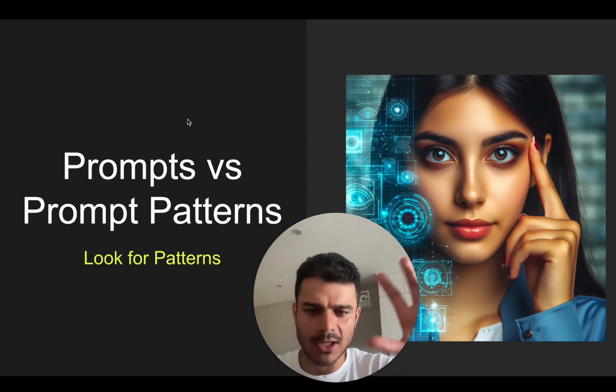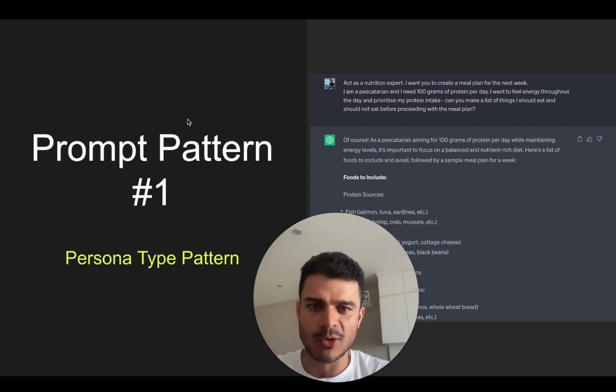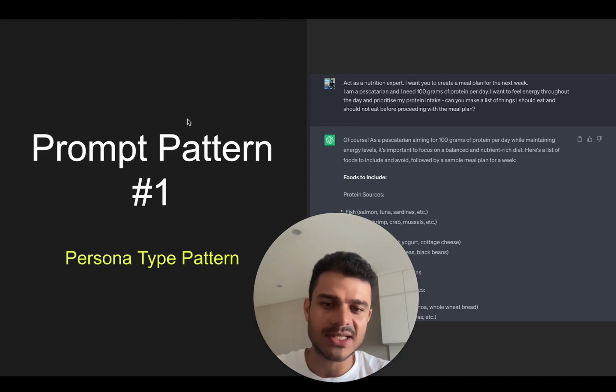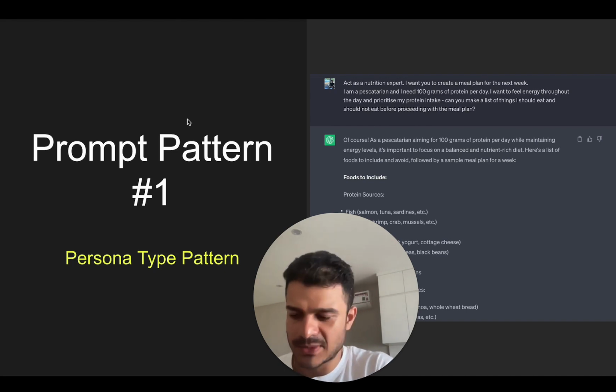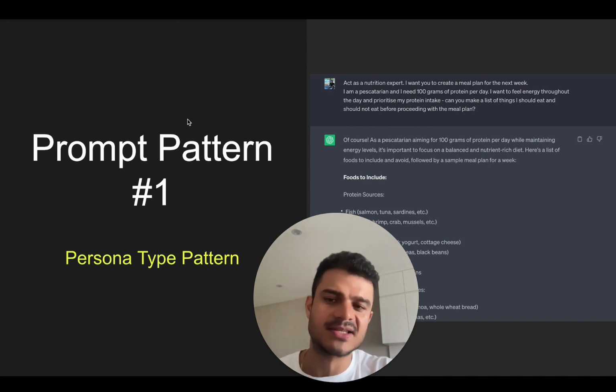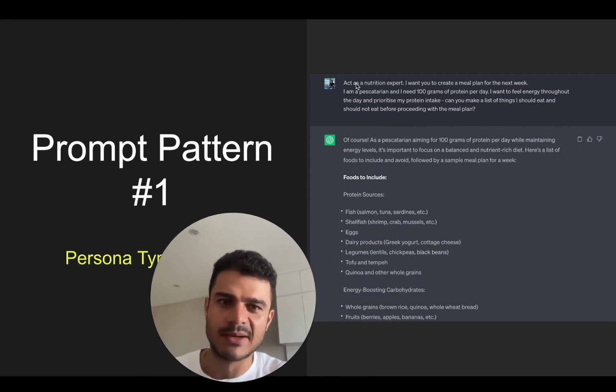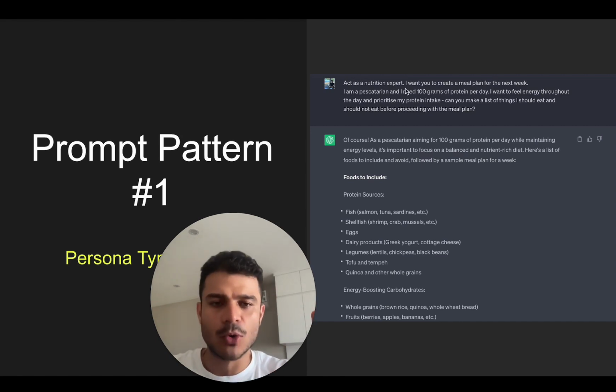So again, we are going to focus on the text-based prompt patterns, and we're going to start with the first one, which is the persona type pattern. Honestly, this is the most useful pattern if you want to get an output as an expert or as a specific persona. So let me show you this example, right? In this example, I asked ChatGPT, act as a nutrition expert. So let's break it down, okay?